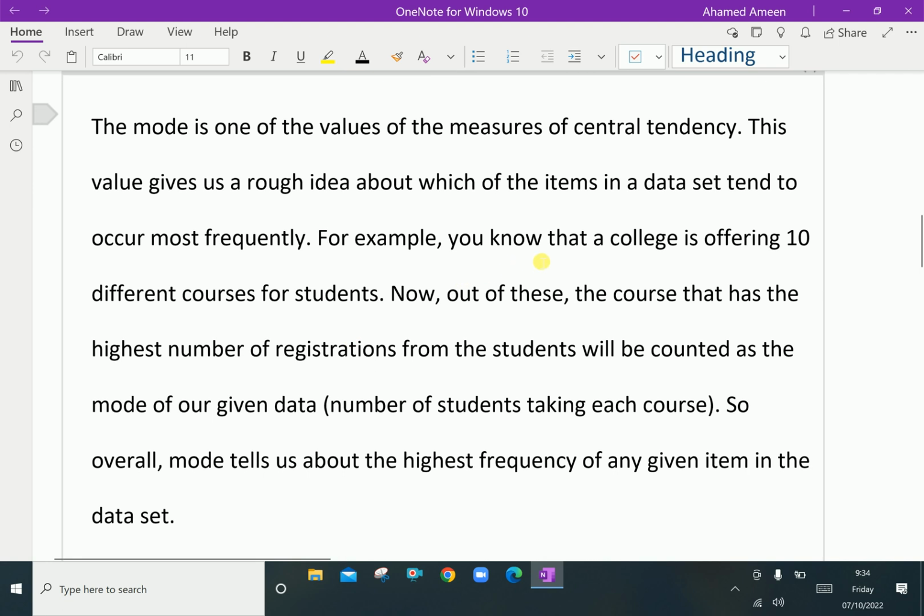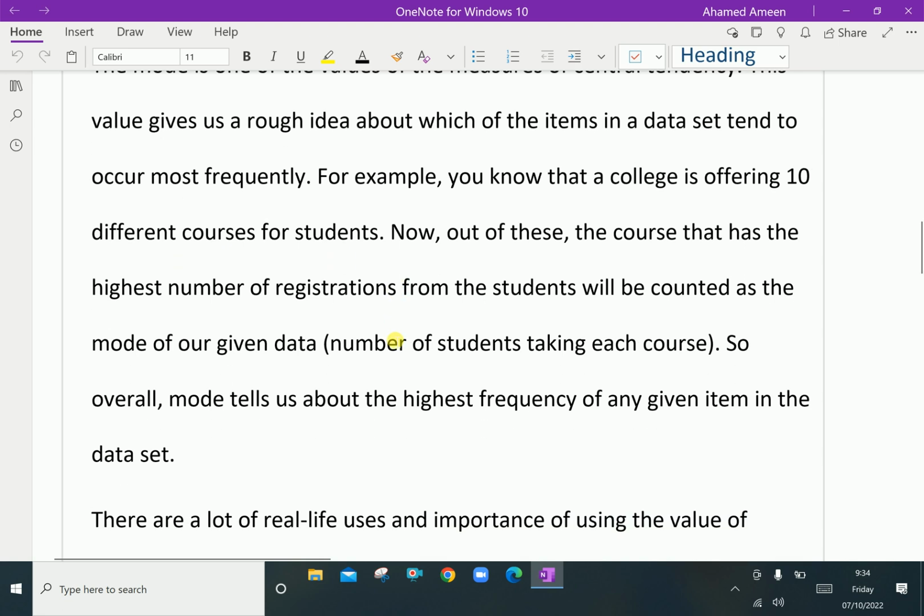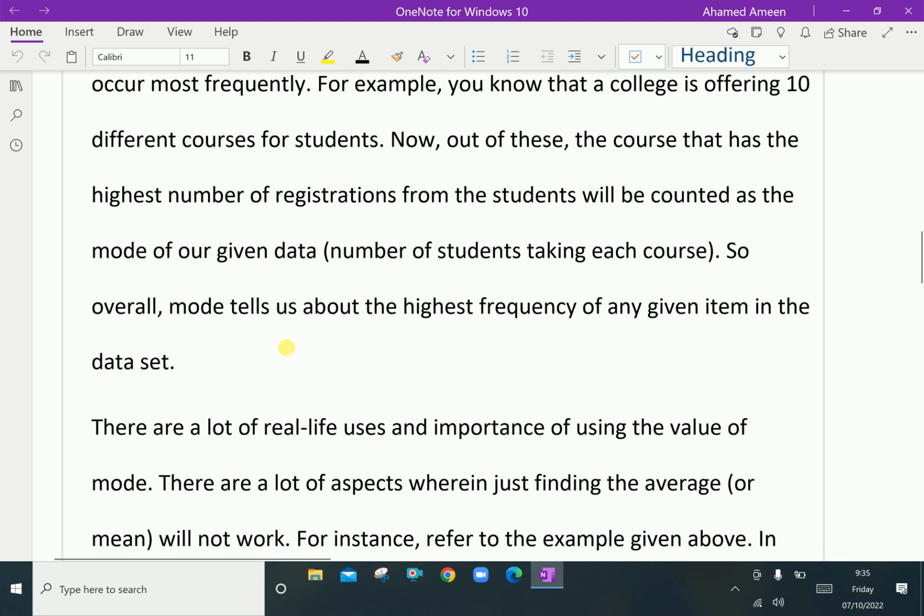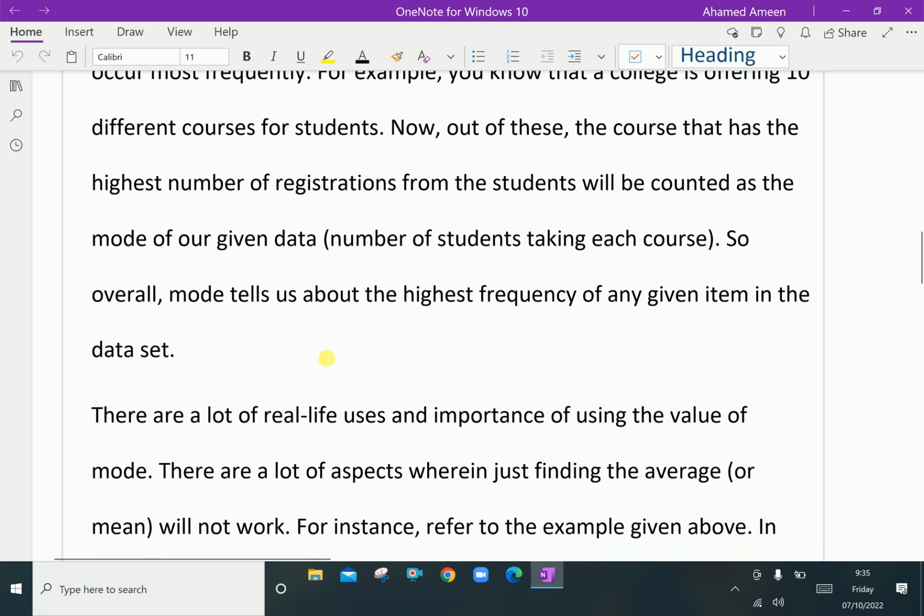For example, suppose a college is offering 10 different courses to students. Now, out of these, the course that has the highest number of registrations from the students will be counted as the mode of our given data. That means the particular course most students take is the mode of that distribution. So, overall, mode tells us about the highest frequency of any given item in the data set.